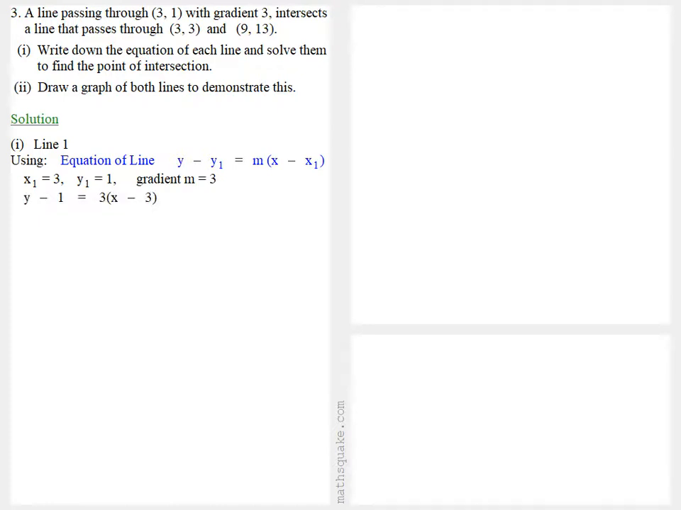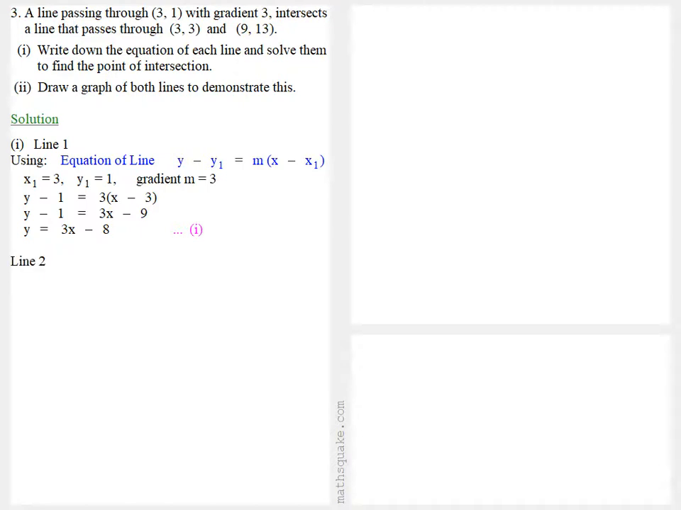Substituting, we get y minus 1 equals 3 into x minus 3. Expanding the bracket, y minus 1 equals 3x minus 9. Add 1 to both sides, y equals 3x minus 8. And that's our first equation.